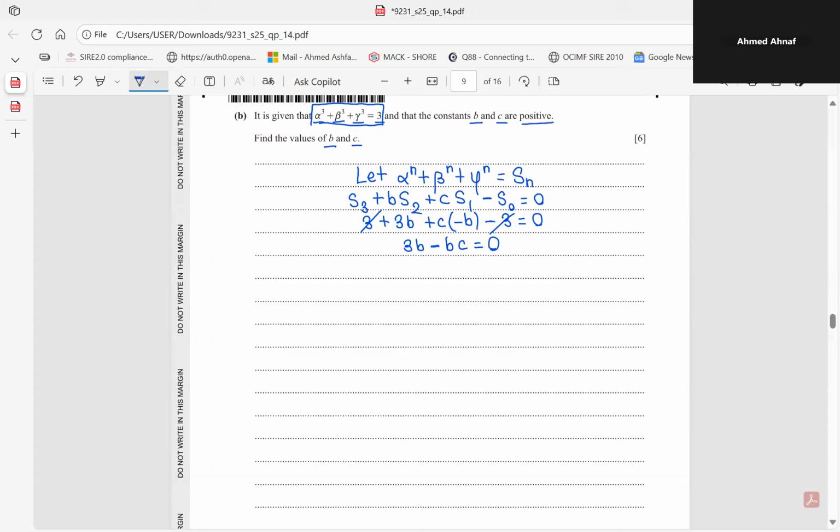Okay, so we have a common factor we can factor out here. Let's factor out b. So b times 3 minus c equals 0. So we can either have b equals 0 or 3 minus c equals 0, and then c would be equal to 3. But we're told that b and c are both positive, so we have to reject the solution b equals 0.